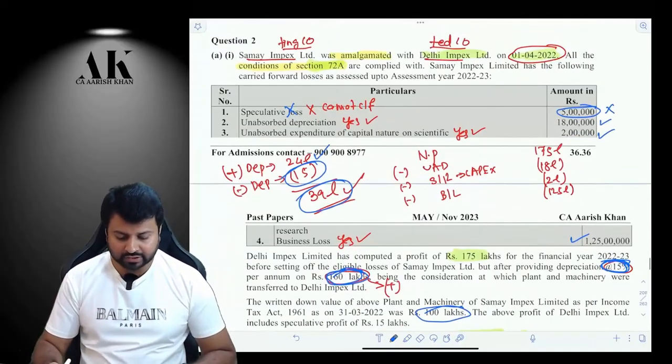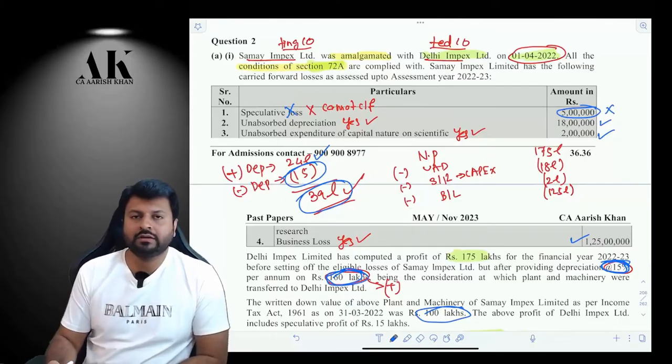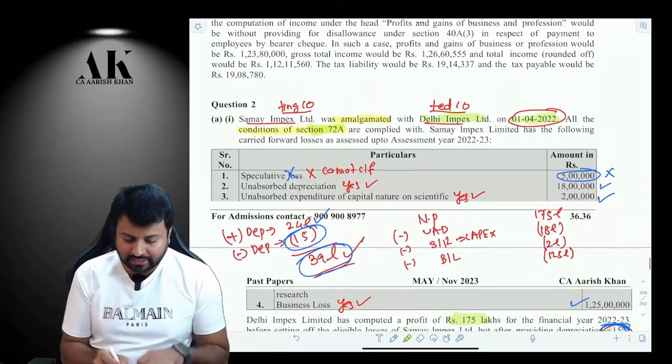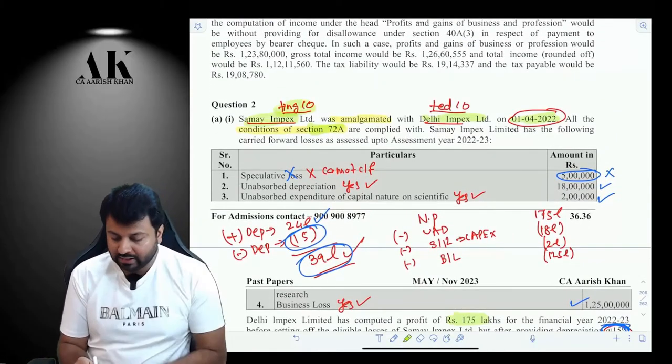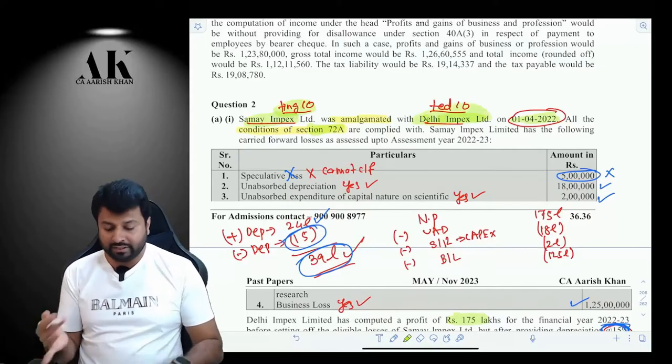So now let's move on to the next question. Question number 2, which is based on amalgamation of companies. There is one company, Samay Impex Limited, which is an amalgamating company. Now this company is getting amalgamated with another company, Delhi Impex Limited.